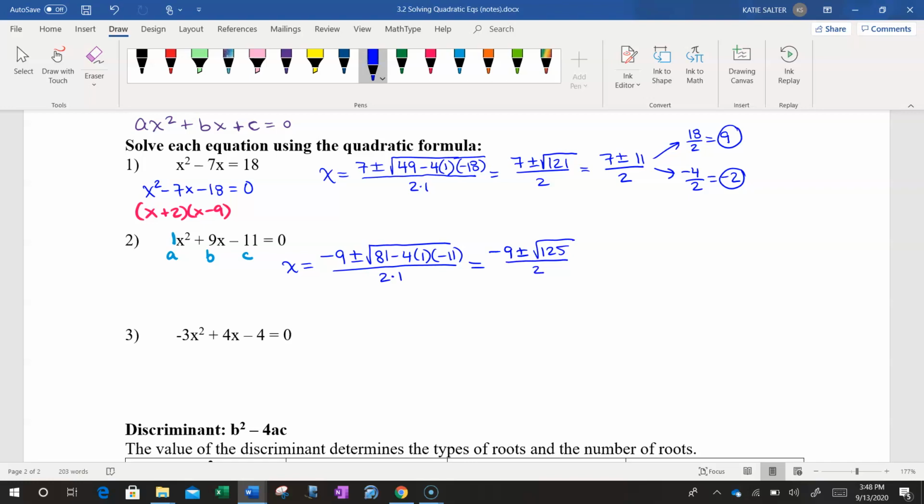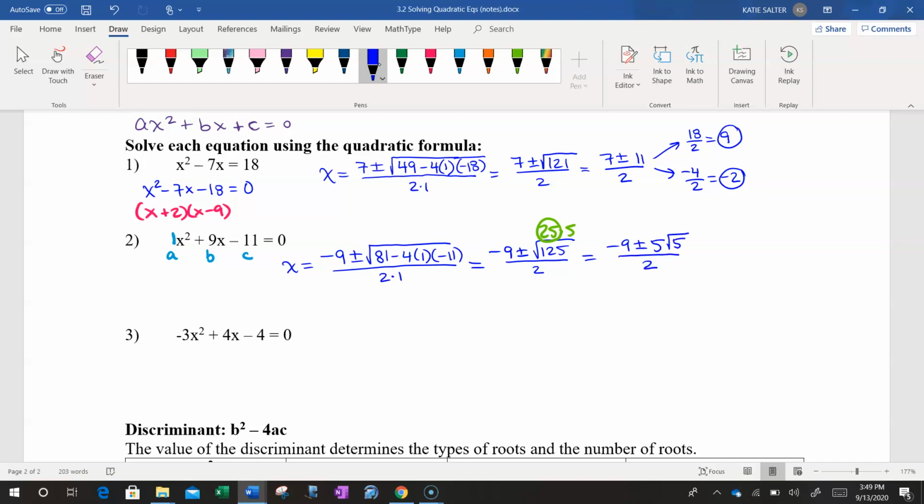All right, in this case, 125 is not a perfect square, so we want to see, is there a perfect square other than one that divides into 125? And there is, because 125 is 25 times 5. So if we take the square root of 25 so that it can come out, that is going to give us negative 9 plus or minus 5. And then we can't take the square root of 5, so that 5 stays inside, all over 2.